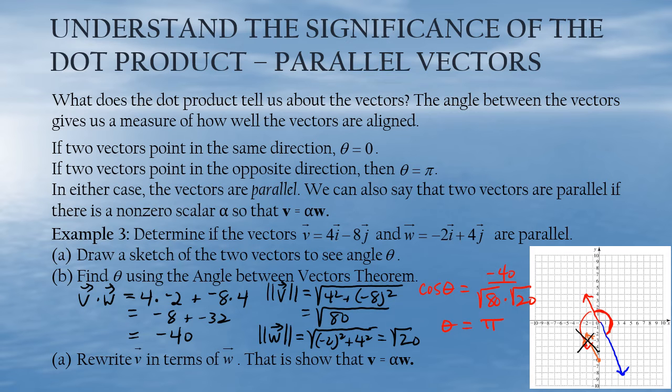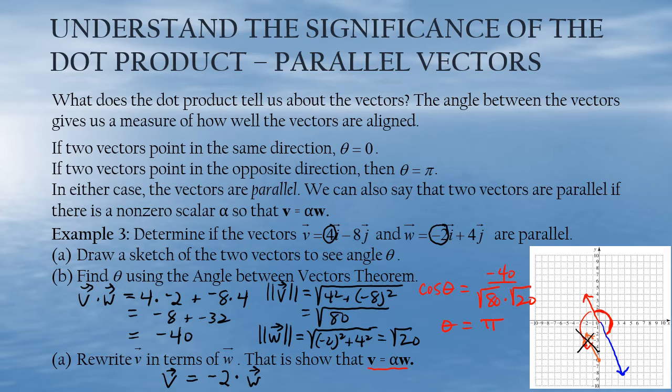The last part says to rewrite vector V in terms of vector W to show that these vectors are different only by a scalar. So let's see here. Vector V, how do I get vector V to look like vector W? Well, the first component in vector V is 4, and the first component in vector W is -2. So what it looks like is if I take the scalar -2 and I multiply it by vector W, I do end up with vector V.